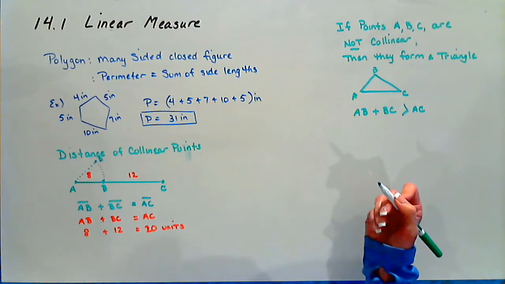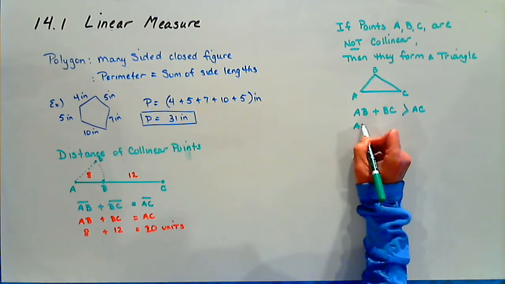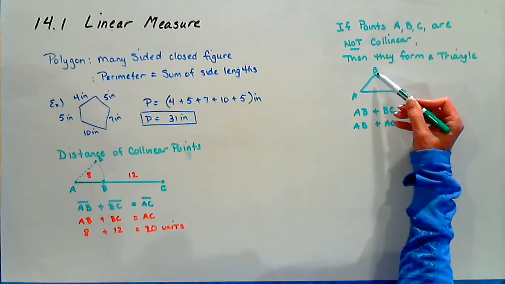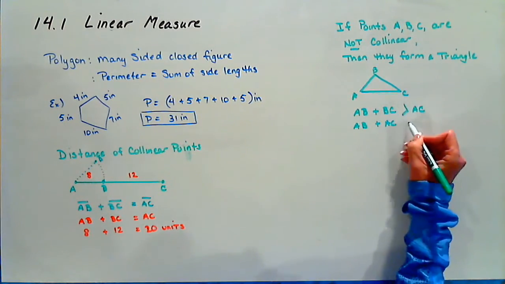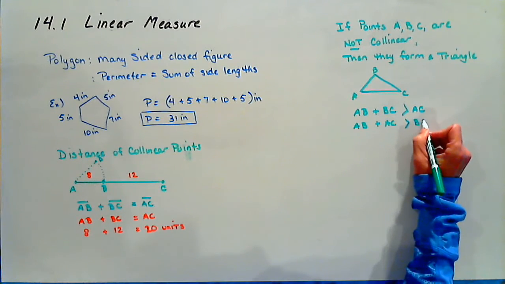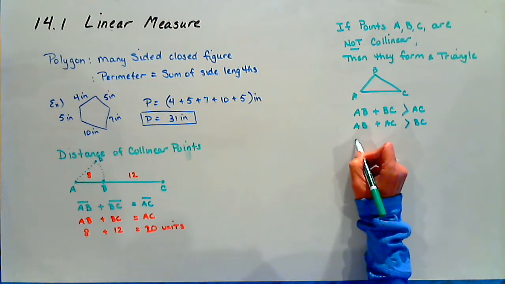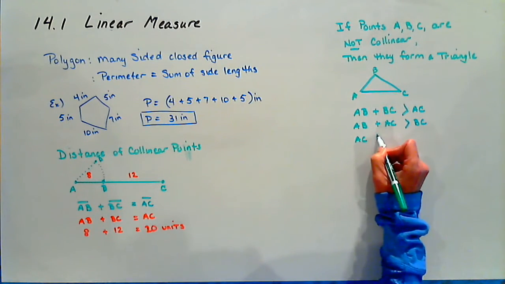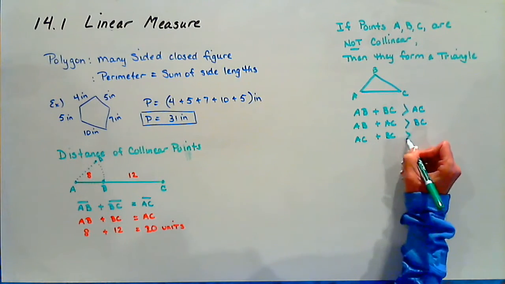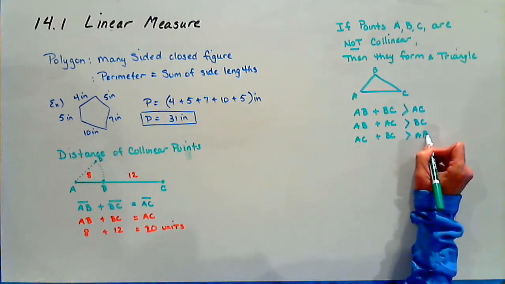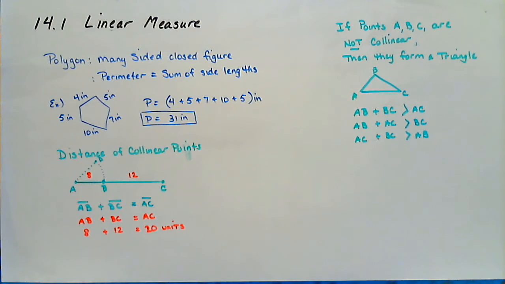Or another version of this could be, let's take AB and add it to AC. AB plus AC, that's got to be longer than side BC. Or let's take AC and add it to BC. That's got to be greater than and longer than side AB. So any two sides of a triangle added together will always be greater than the third side.